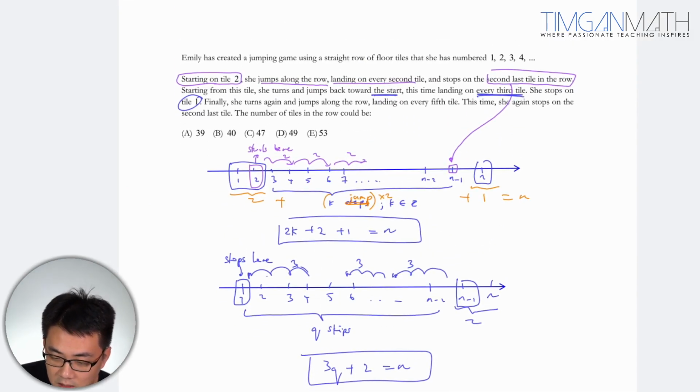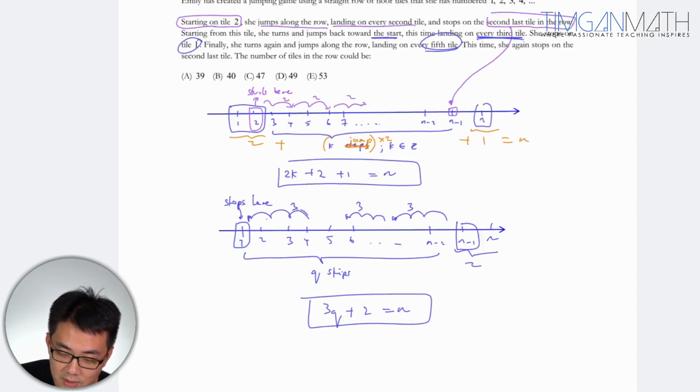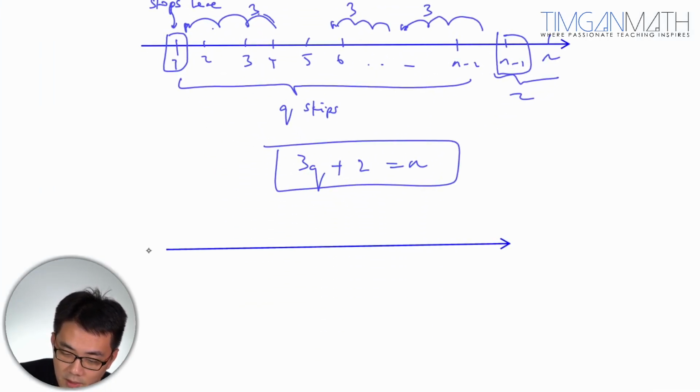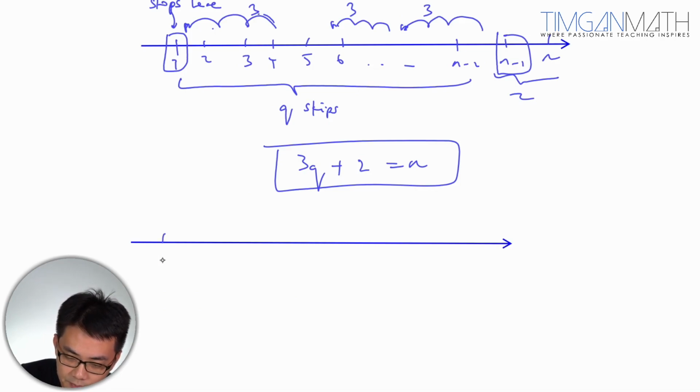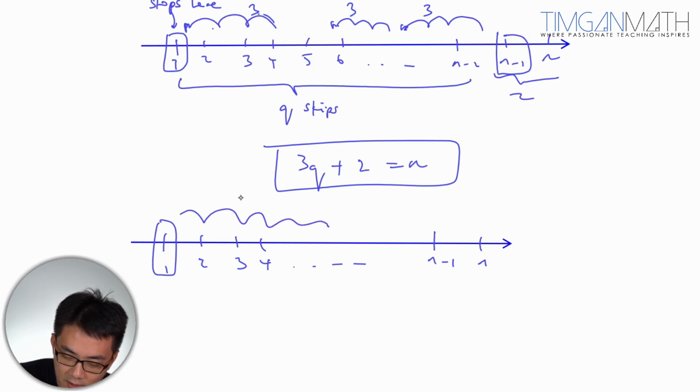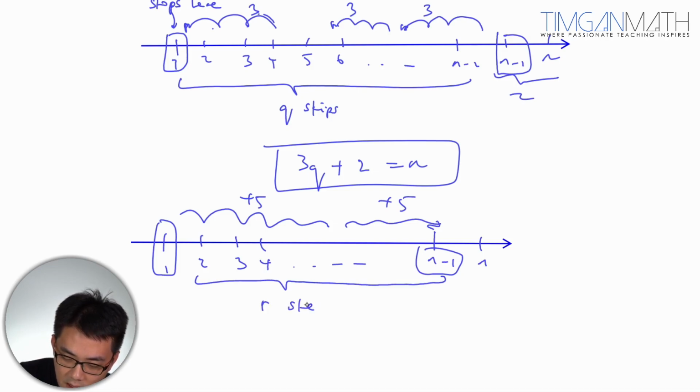Finally, she turns again and jumps along the row, landing on every 5th tile. This time she stops on the second last tile. So same thing, draw it out. We know that she starts here, 2, 3, 4, until the second last tile, which is this part here. So we know that she skipped 5 tiles, so it's 1, 2, 3, 4, 5, 1, 2, 3, 4, 5, until the last tile here. We know that this is actually our p, q, r steps, as r skips.